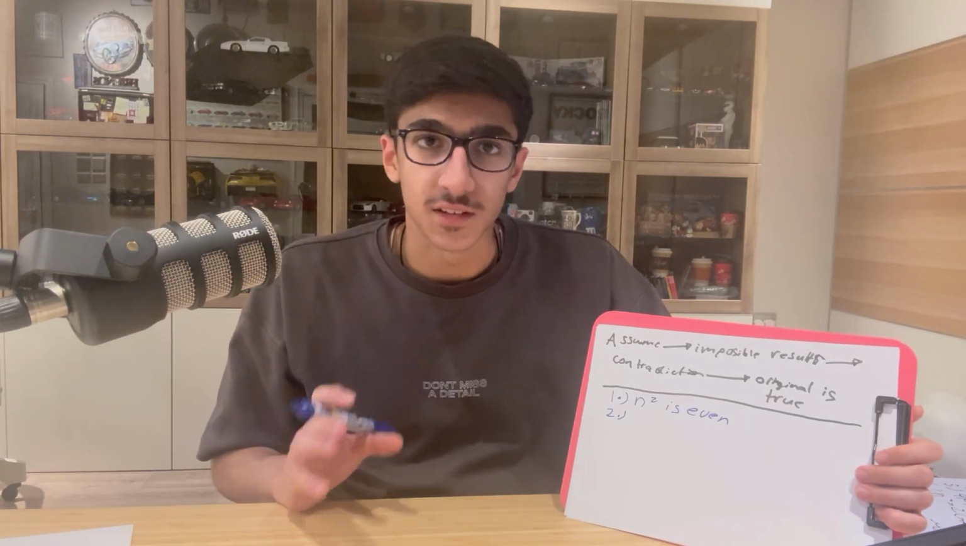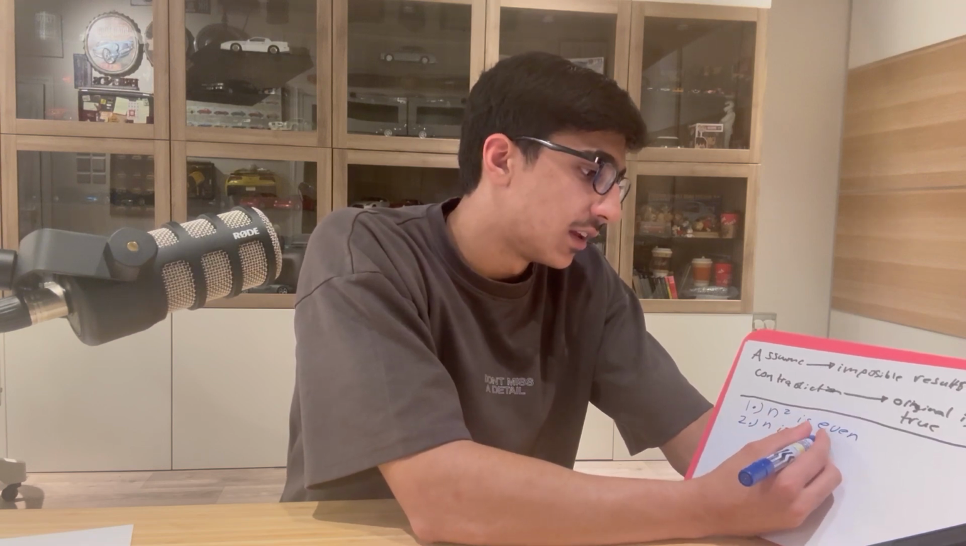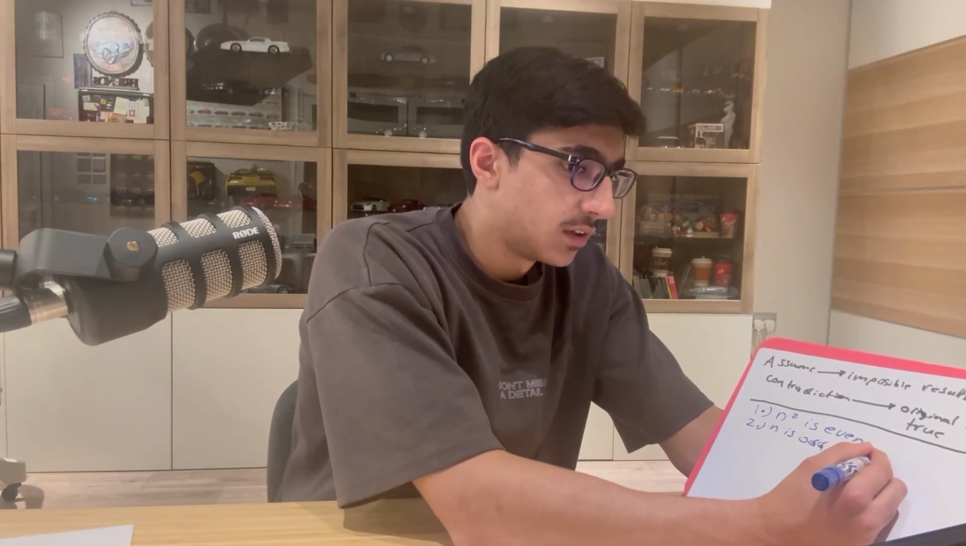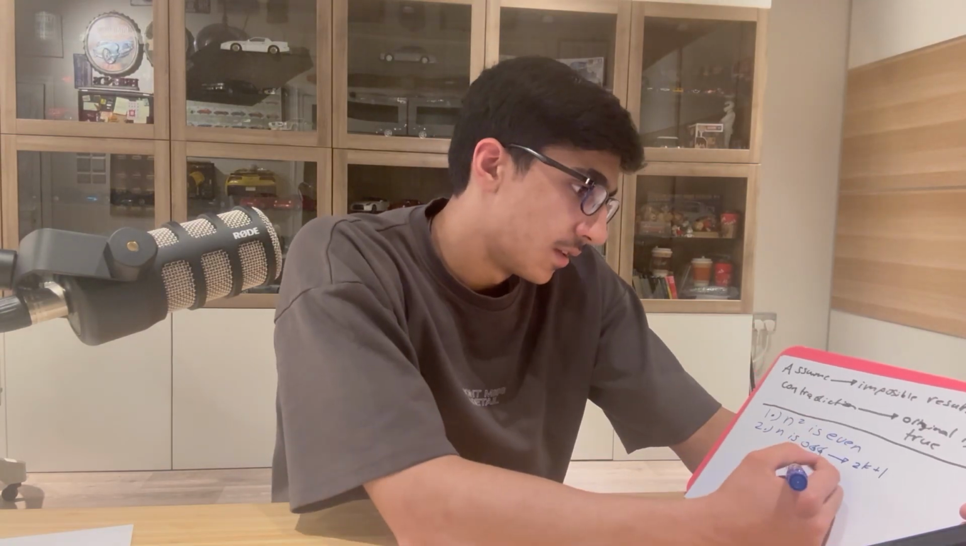Step number 2. Now for the contradiction. Let's assume that n is odd. So n is odd. As we said earlier, that means n is 2k plus 1. But remember, k is an integer.